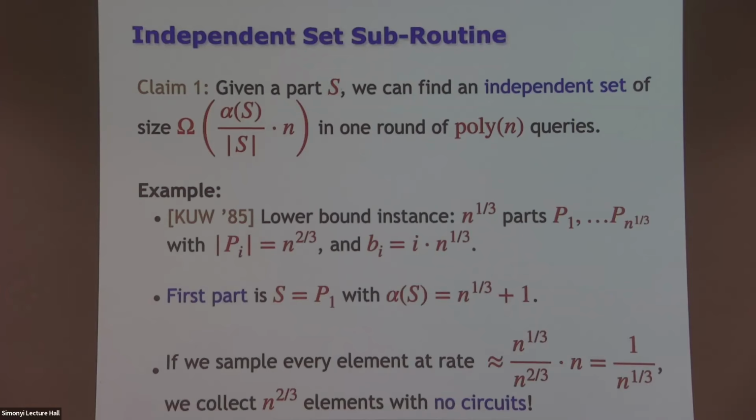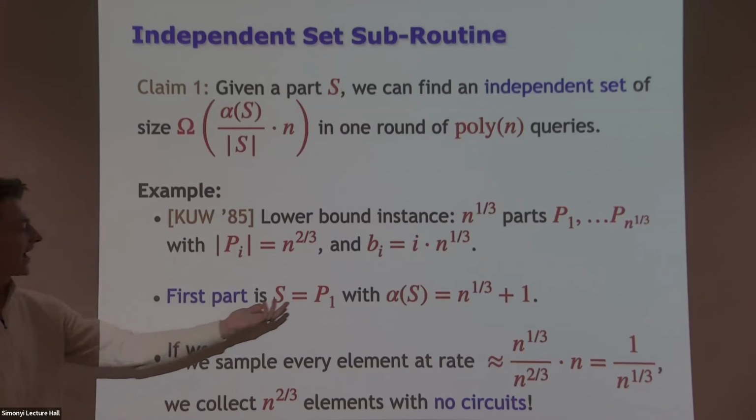And so again, I won't prove it to you, but maybe we'll go through an example about how exactly you can expect this to come about. So let's revisit the lower bound from KUW. Right, so this is the partition matroid. There are n to the 1/3 parts. Each is of size n to the 2/3. And the budgets have the staircase i times n to the 1/3. The first part, when you run this algorithm, would be P1. You've recovered only the first part.